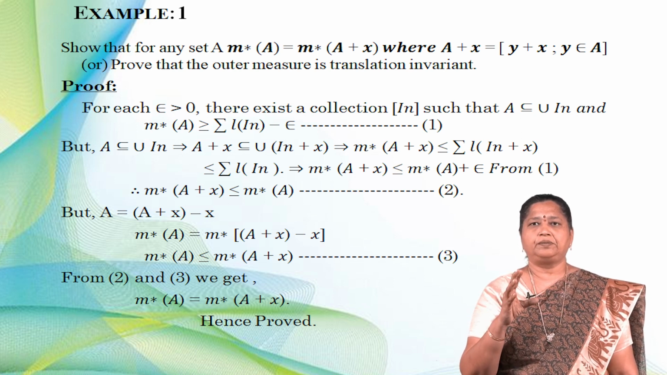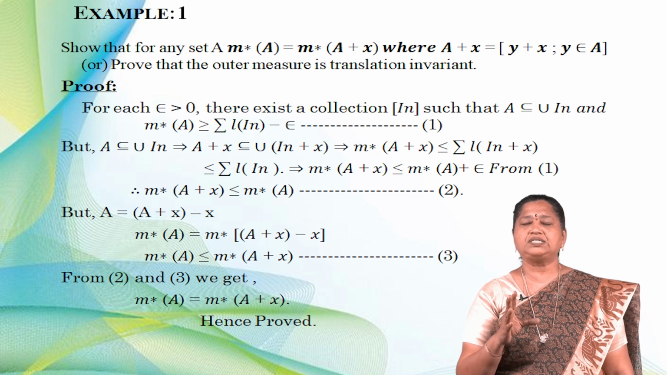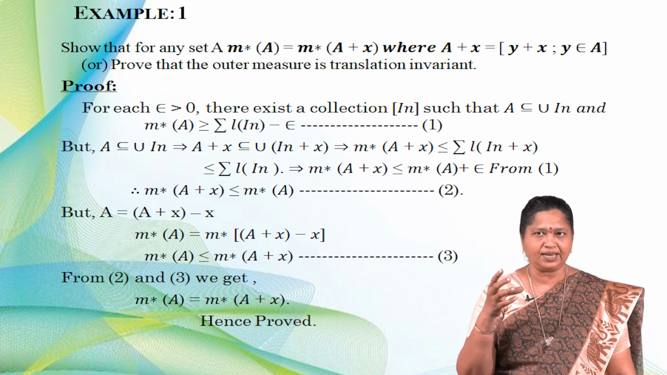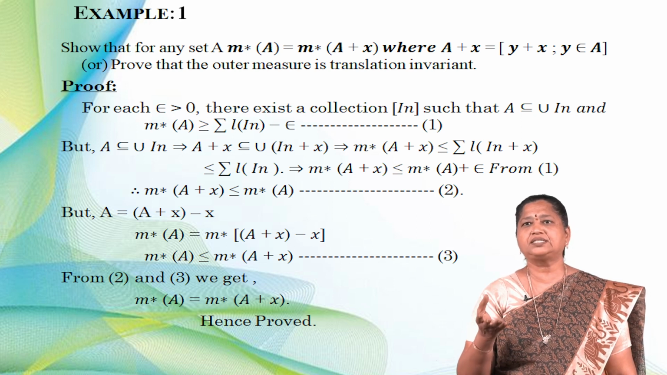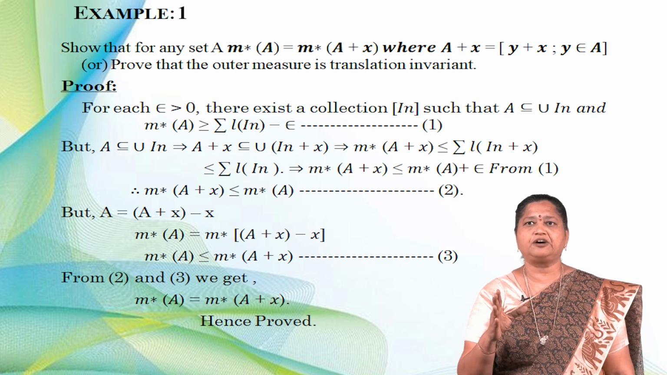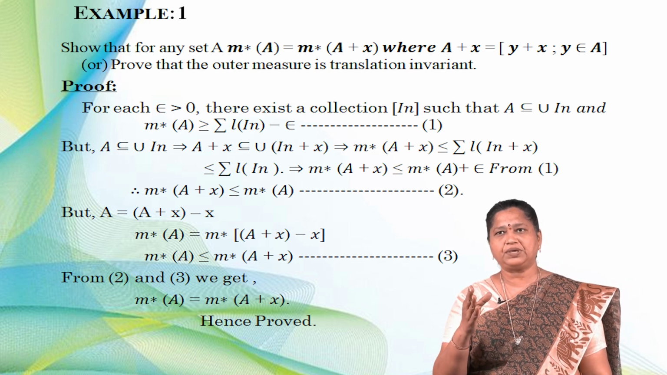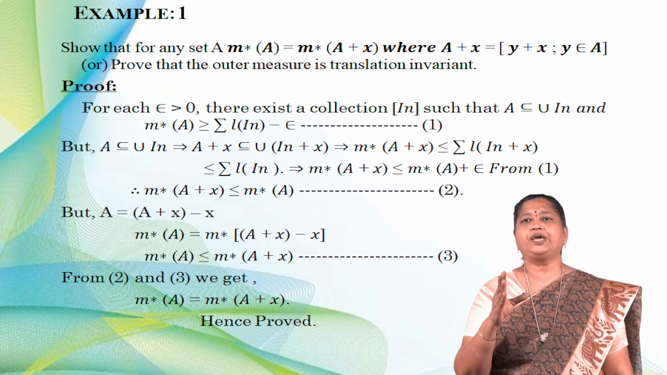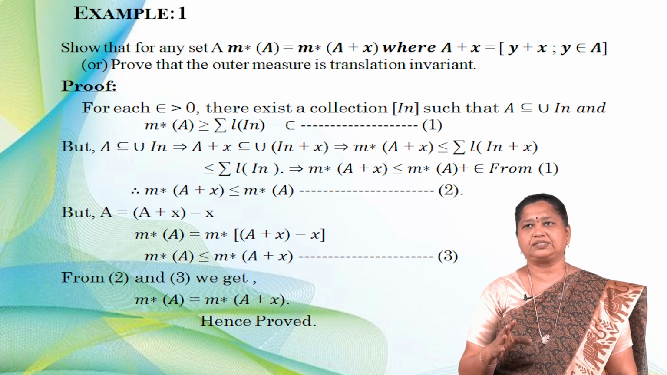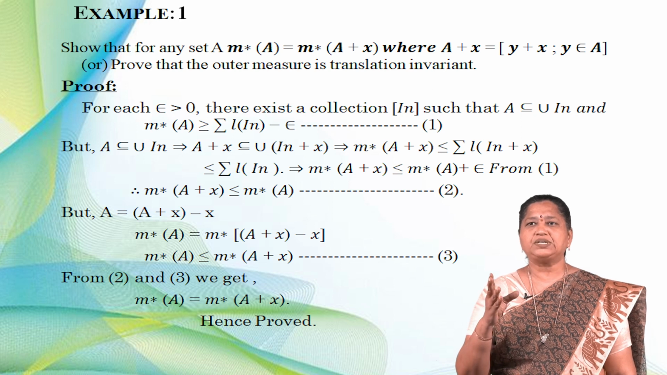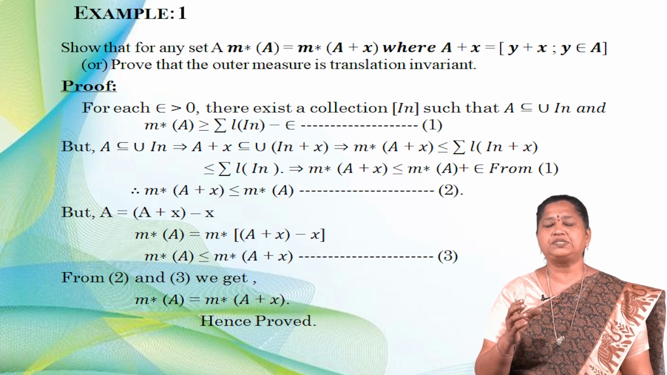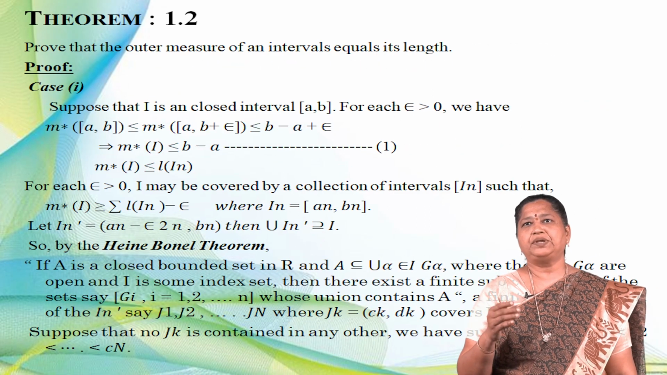But we can write A as A plus x minus x, that is, adding x and subtracting x, and then taking the measure on both sides, m star of A equals m star of A plus x minus x. So m star of A is less than or equal to m star of A plus x, that is the third equation. So from the second and third we find m star of A equals m star of A plus x.